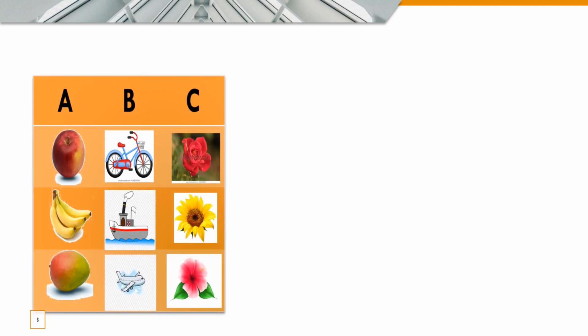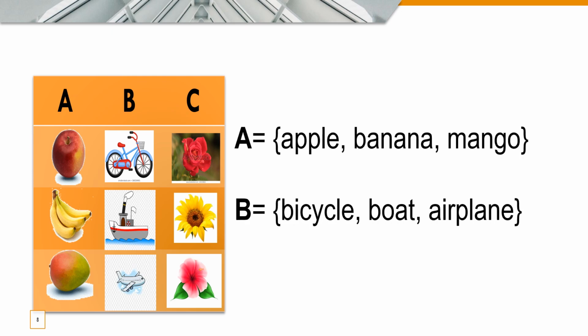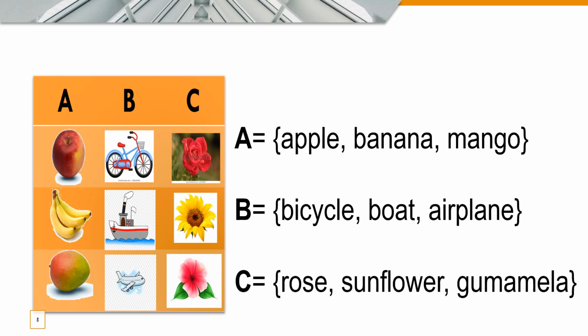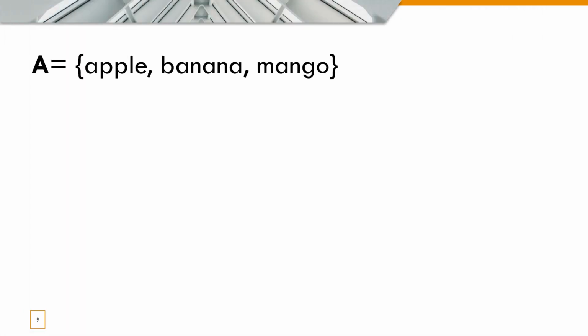So why did you group the objects as such? For group A, we have here apple, banana, mango. B, bicycle, boat, airplane. C, rose, sunflower, and gumamela. So what do you call this group of objects? For group A, they are what? Right, they are fruits.